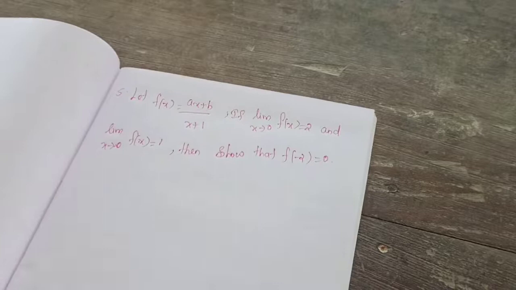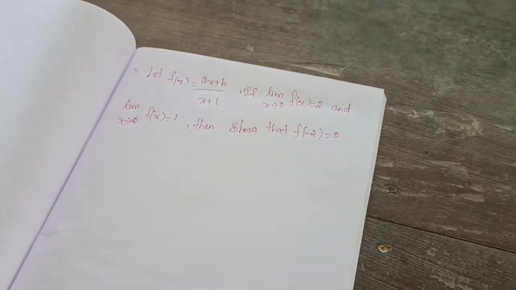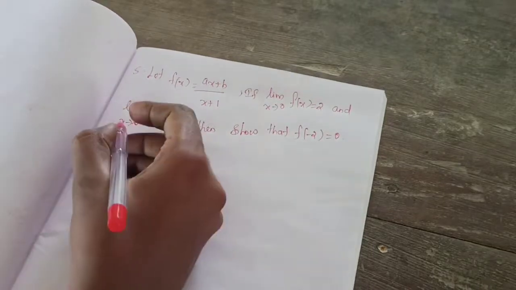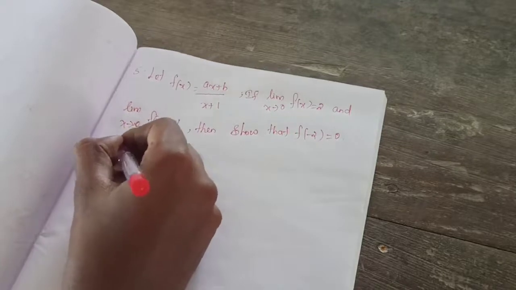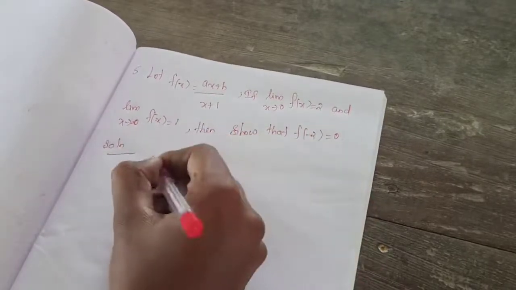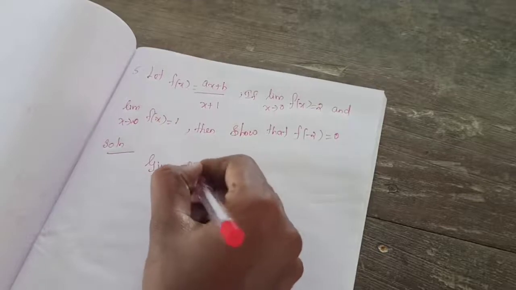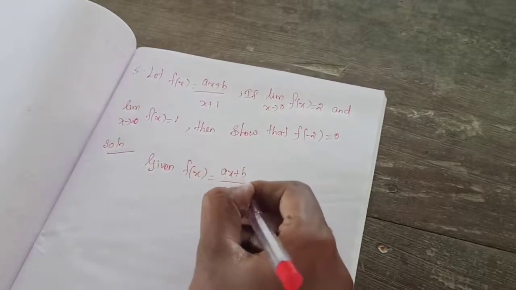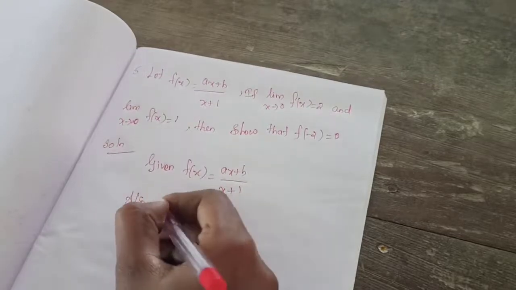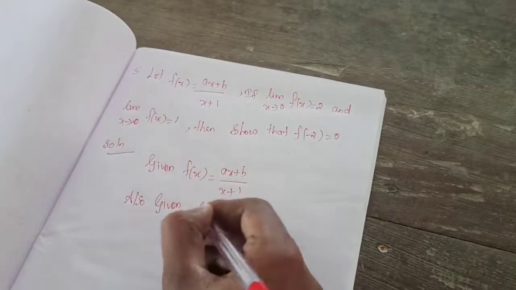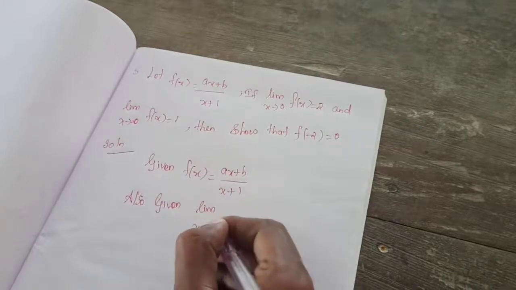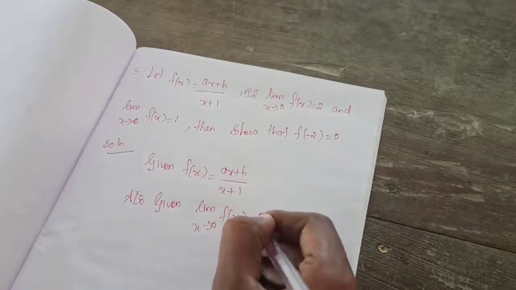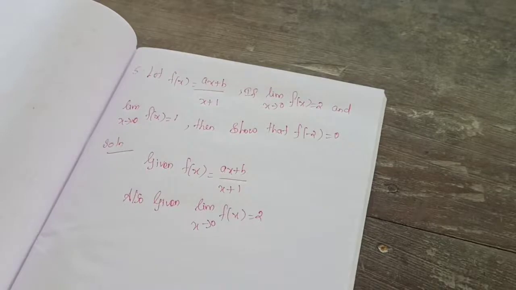Okay, f of x is equal to ax plus b if limit x tends to 2, f of x equal to 2, and limit x tends to infinity, f of x equal to 1. Then show that f of minus 2 is equal to 0. Solution. First we are going to write the given. What is given? f of x is equal to ax plus b divided by x plus 1. Also, what is given? Limit x tends to 0, f of x is equal to 2. Okay, so I have written the given data.